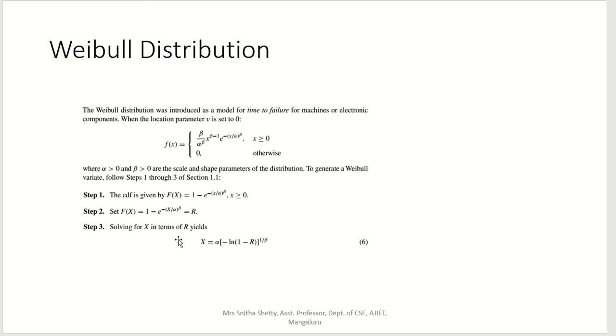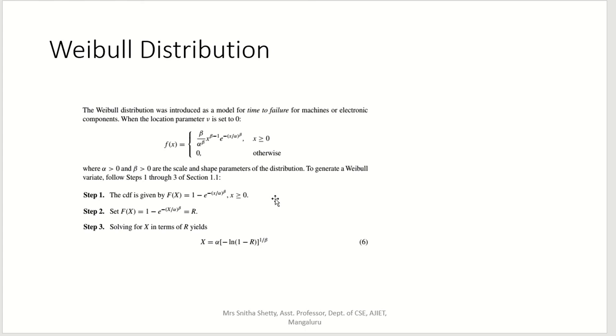Here also, when they give r1, you can generate x1. r2, x2. When they give rn, you can generate xn. So remember this formula. This is the formula to generate the random variate using the Weibull distribution.